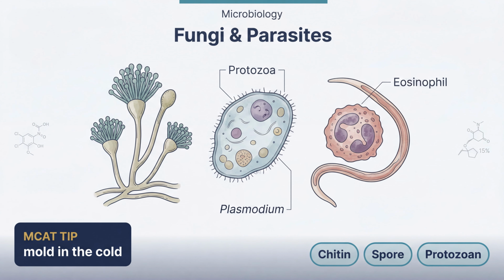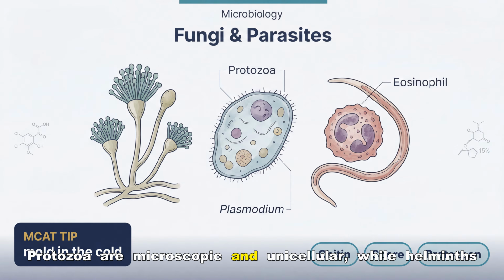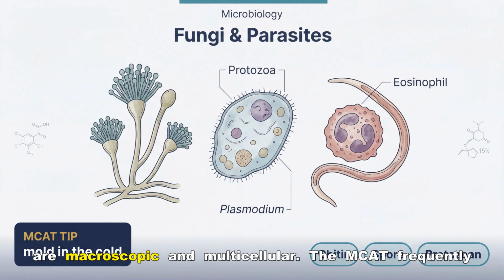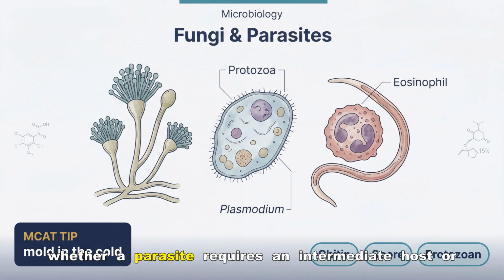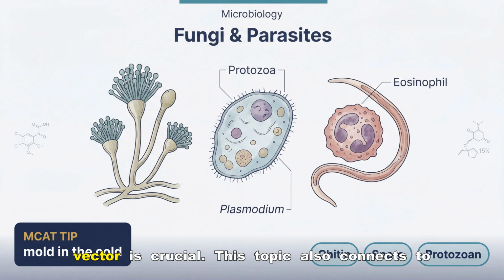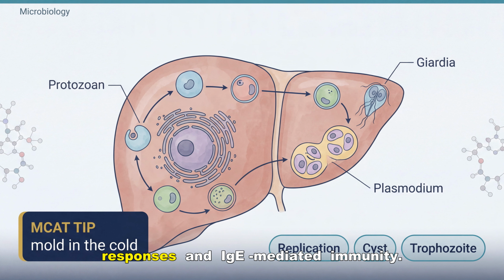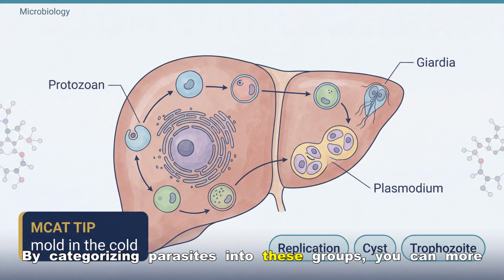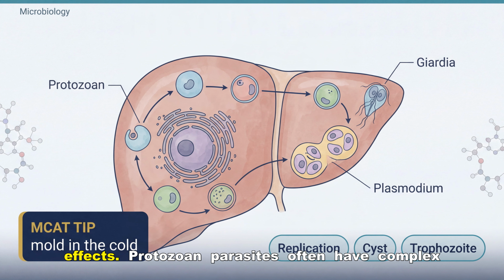disease transmission. A helpful way to organize these is by size and complexity. Protozoa are microscopic and unicellular, while helminths are macroscopic and multicellular. The MCAT frequently tests life cycles and transmission routes, so recognizing whether a parasite requires an intermediate host or vector is crucial. This topic also connects to immunology, as parasitic infections often trigger eosinophil responses and IgE-mediated immunity. By categorizing parasites into these groups, you can more easily predict their behavior, transmission, and clinical effects.